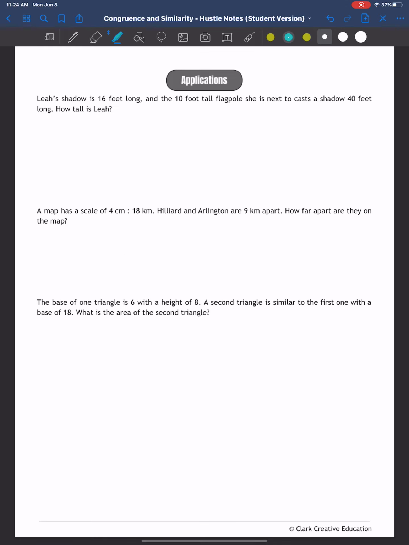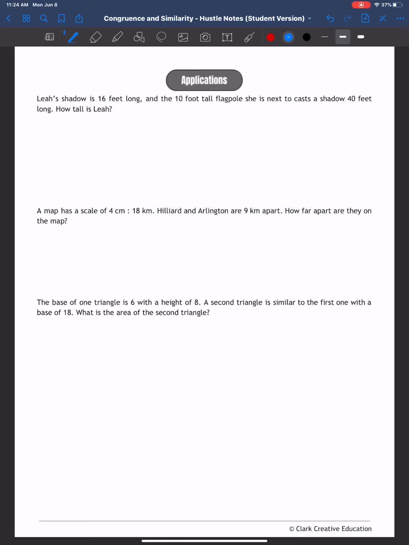So we are going to do an application problem together because some of you have had some issues with these problems on the test or the assessment part of it. So Leah's shadow is 16 feet long, and the 10-foot tall flagpole she is next to casts a shadow of 40 feet. How tall is Leah?